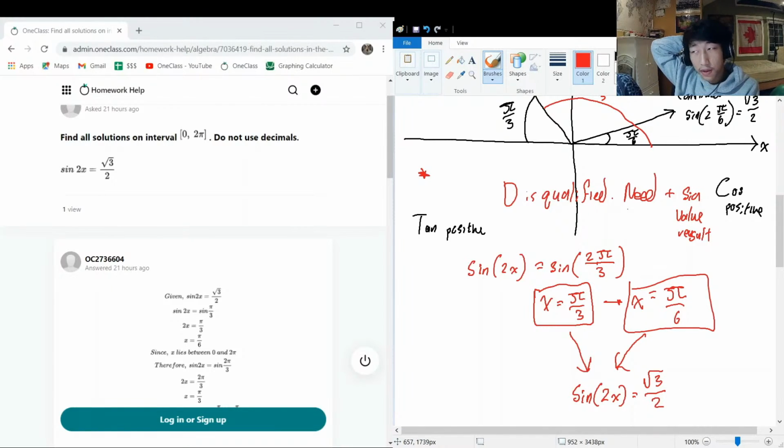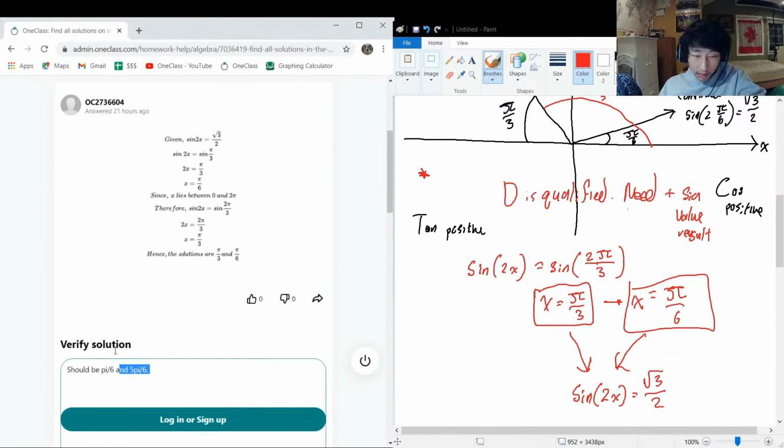Typically there are always going to be two solutions for any trigonometric function like this, and a lot of the times you'll be asked to find all of the possible values between 0 and 2 pi, so just stay ready for that. Okay, so yeah, the above solution is good.